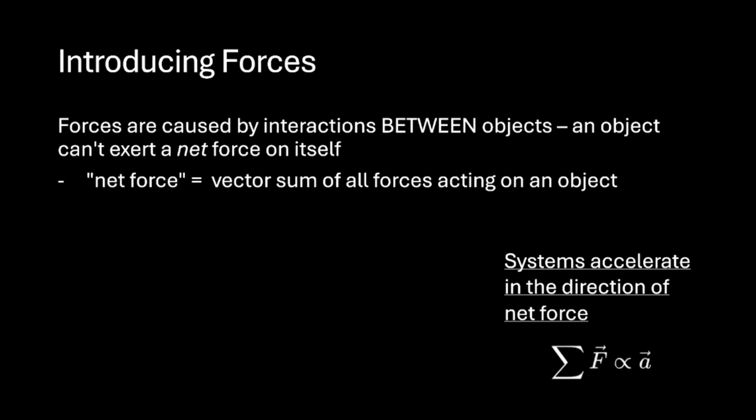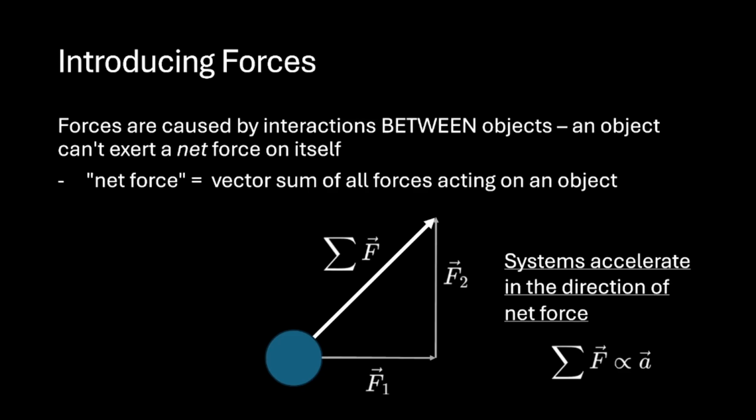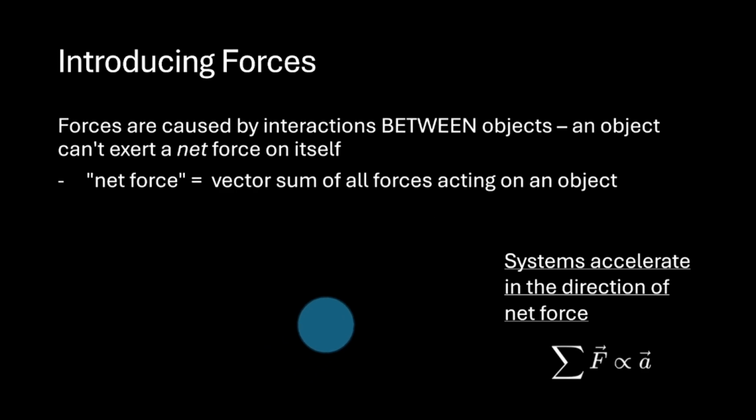So let's first look at an example here. If we have force 1 going to the right and force 2 going upwards, the vector sum is, remember, tail to tip vector addition. So you would go from the tail of vector F1, force 1, to the tip of vector force 2, and that's your net force. Systems accelerate in the direction of net force.